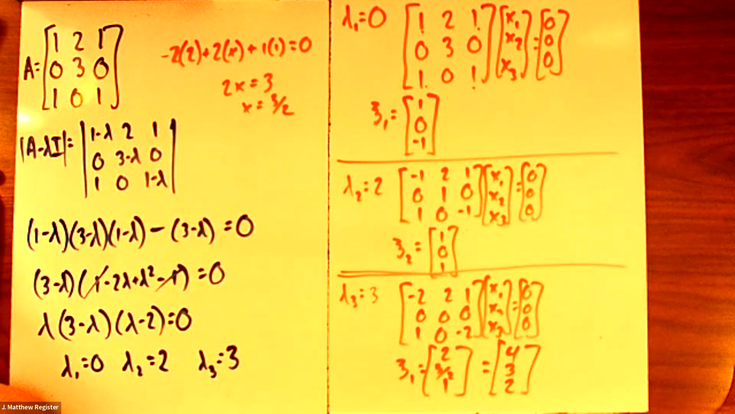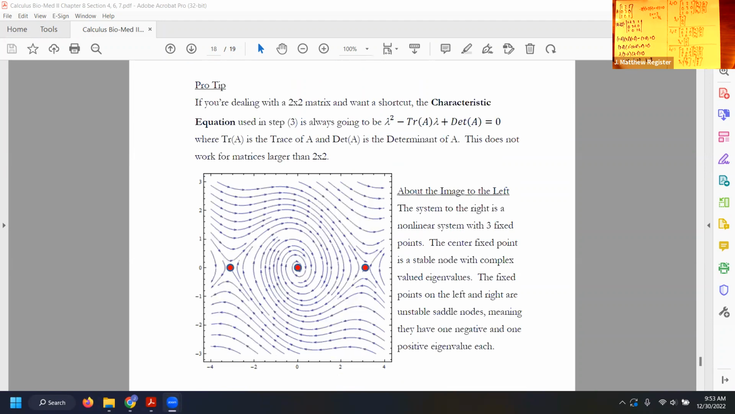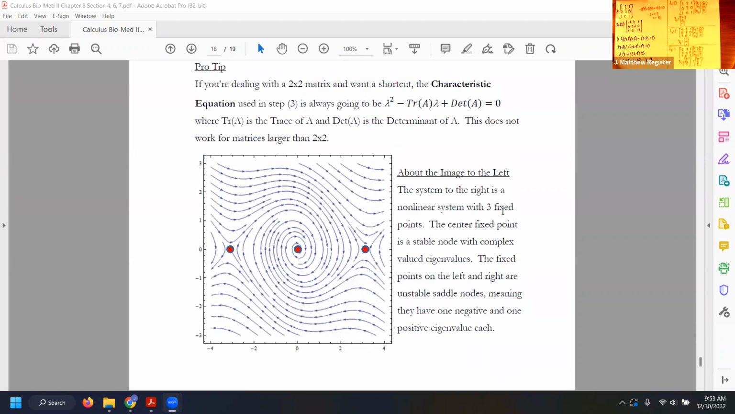Let's share the screen just to kind of wrap it up. And so there are the 5 problems that we just did. I do want to show something like this, though, because this is something that is going to be coming very quickly. And this is what Chapter 10 is all about. Chapter 10 is all about trying to understand systems of differential equations using eigenvectors and eigenvalues. This is an example of a system which has complex eigenvalues and eigenvectors in the center, and then it has 2 saddle ones where you have a positive and negative on either side of it.